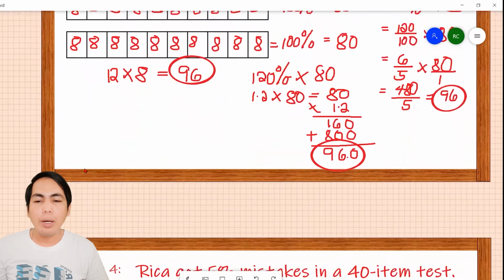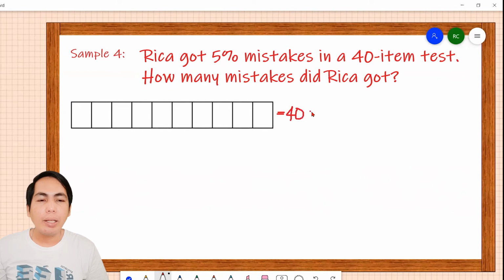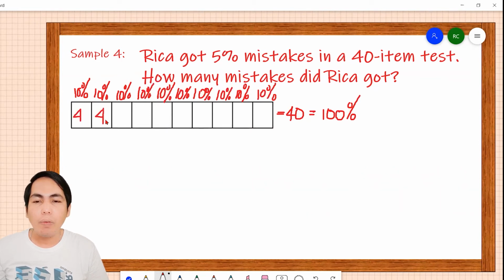So let us have our last example. Rika got 5% mistakes in a 40-item test. How many mistakes did Rika get? So first, let us represent this block, the total number of items, which is 40. That is equivalent to 100%. Since the block is divided equally into 10 equal units or parts, each unit is 10%. Since the total is 40, to be distributed equally into 10 equal units, each unit is 4, since 40 divided by 10 is equal to 4.